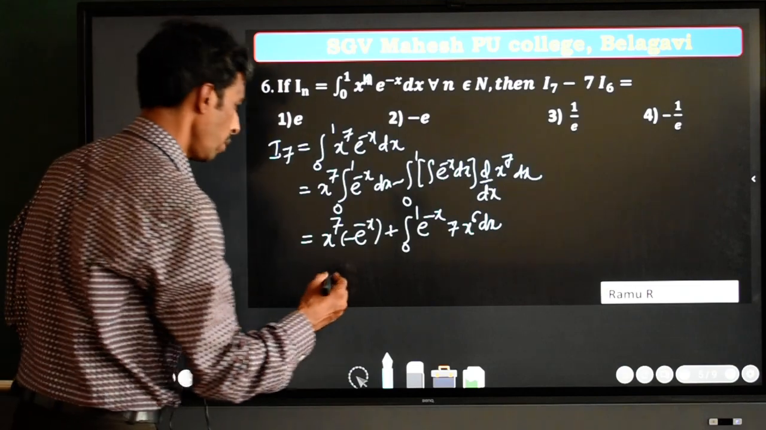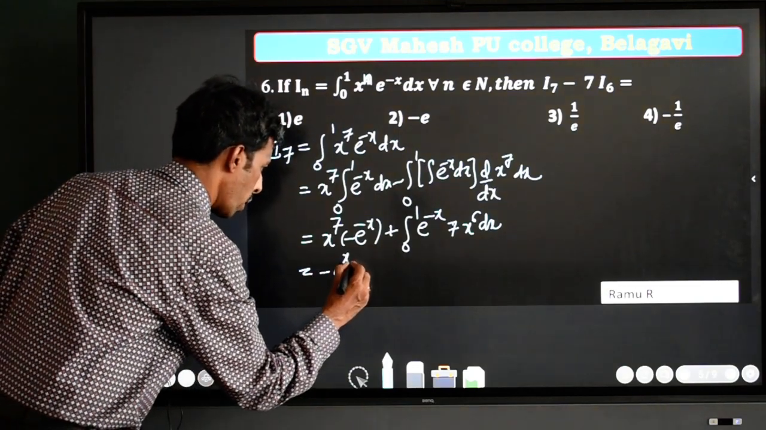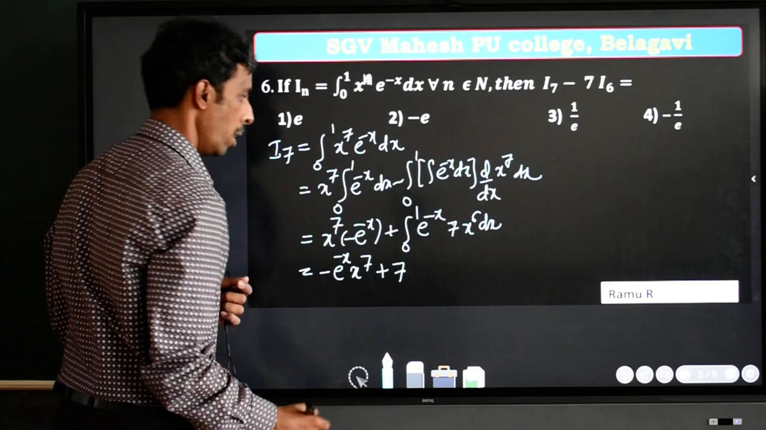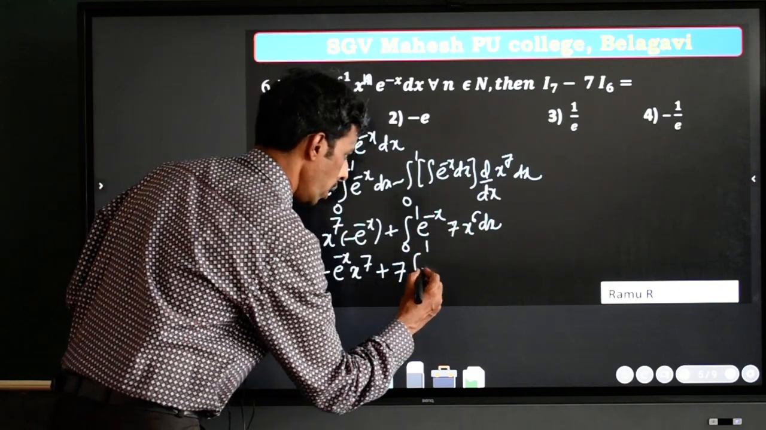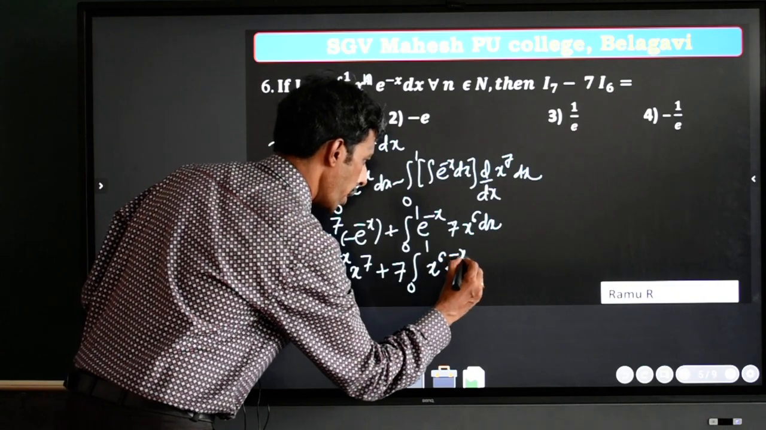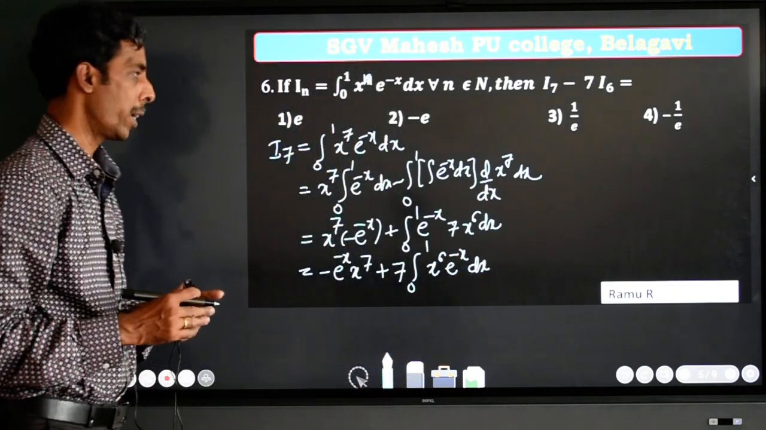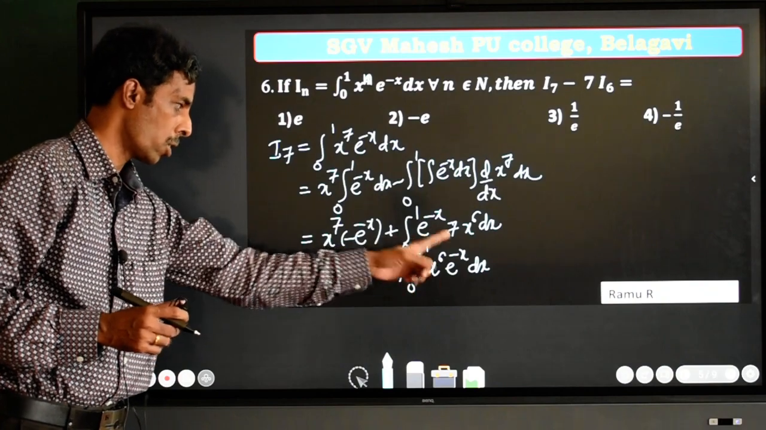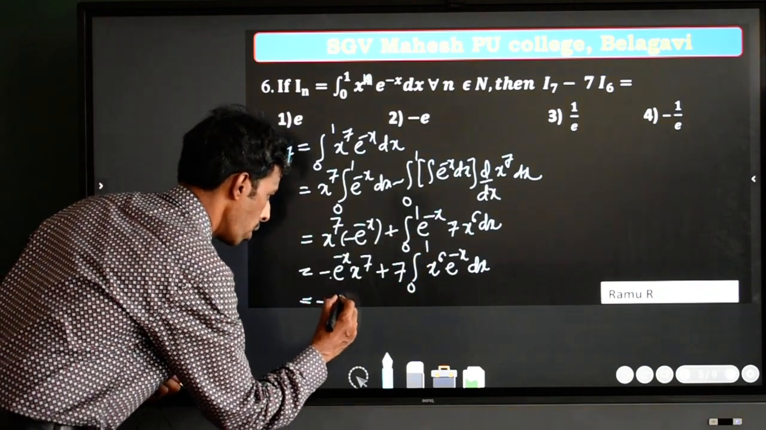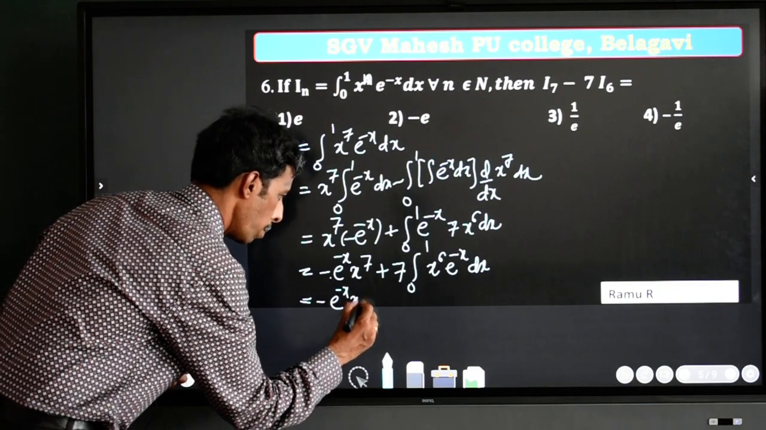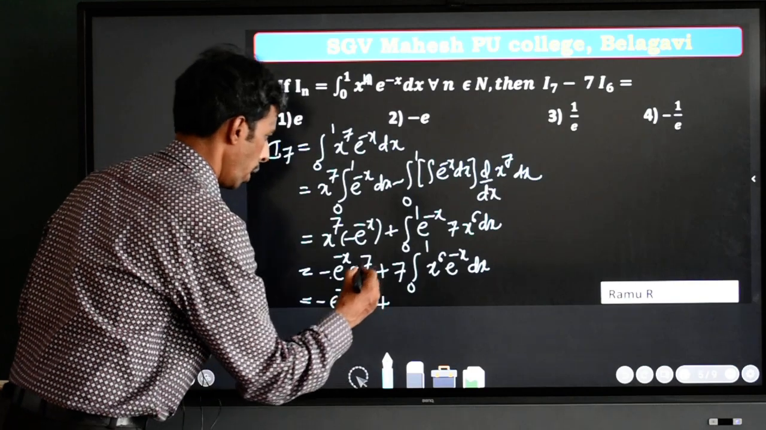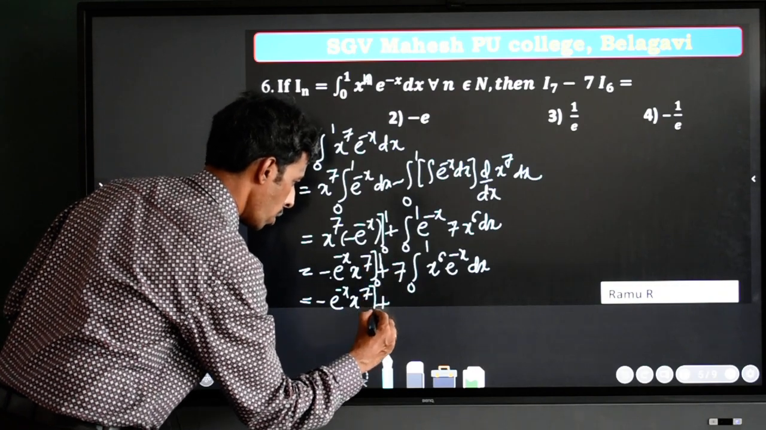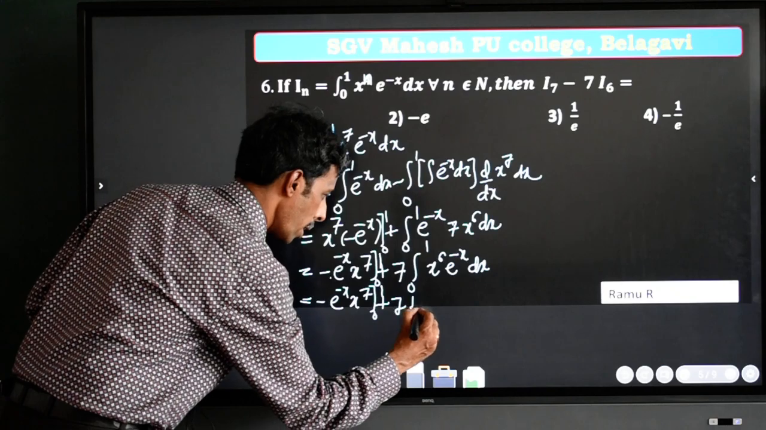Next, this is equal to minus e to the power minus x into x to the power 7. Next, plus 7 you take outside, so it can be written as 0 to 1 x to the power 6 e to the power minus x into dx. See, the integration of I7 will be this much. Then what about the integration of I6? It is the integration of I6. Therefore, here I will write directly minus e to the power minus x into x to the power 7 with limits 0 to 1, plus 7 times this, which is called I6.